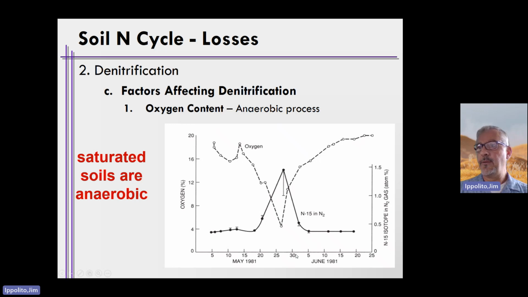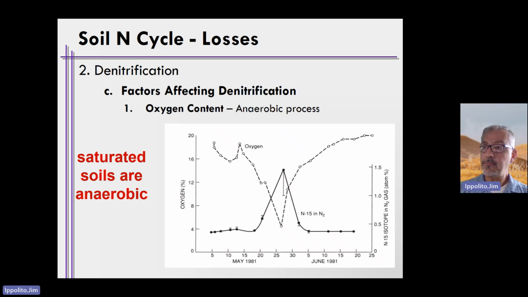This is a figure that's extremely outdated, but I can tell you, because I've done this type of work over my career, that if we were to go out into a field in May or June of any given year and perform this same study, we would see the same exact results. So what you see on the x-axis is time, and on the y-axes are oxygen content in the soil and the amount of N15 isotope labeled N2 gas on this far right y-axis.